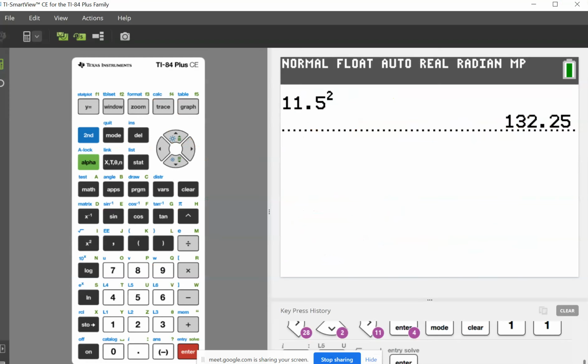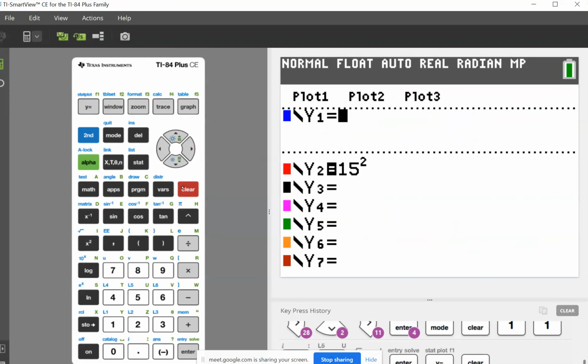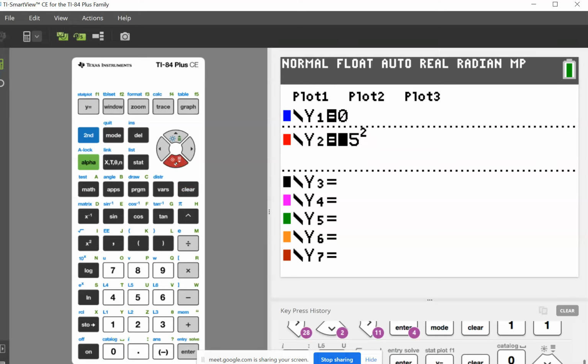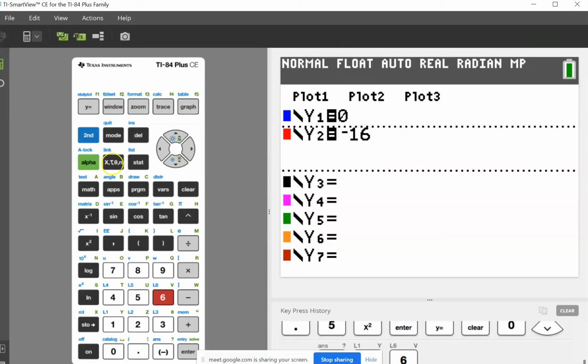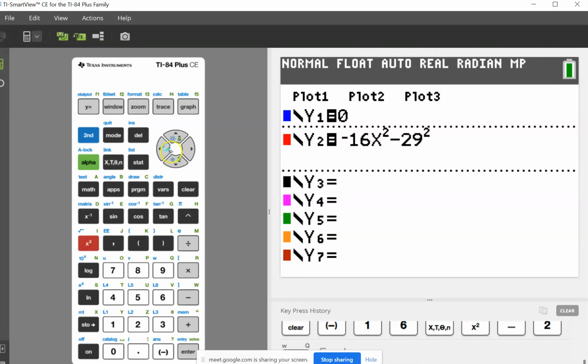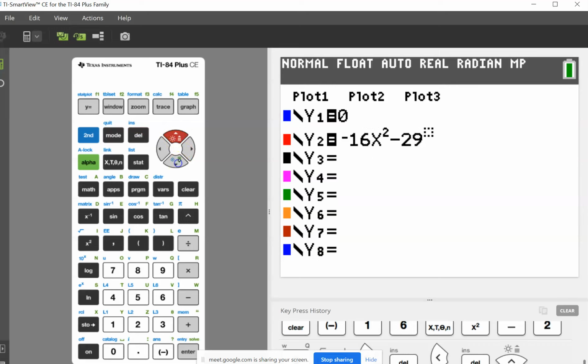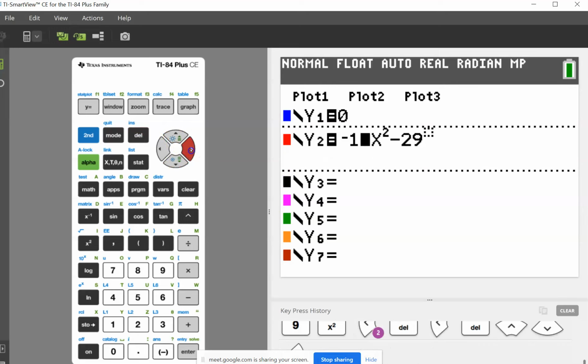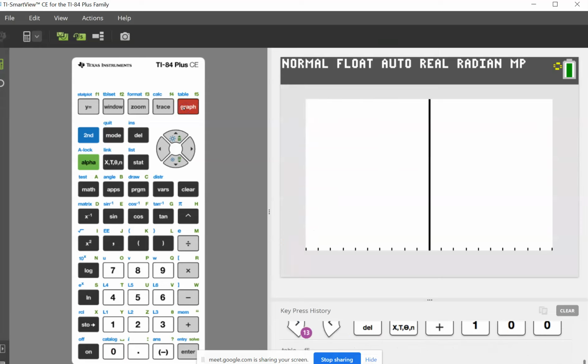Okay, so let's come to our calculator. We're going to go to y equals. We've got a 0, and then we've got negative 16x squared minus 29x, well, excuse me, not squared, back up, minus 29x, wait a minute, I'll have it there in a second. And then plus 100. So we're going to go to graph to view it.